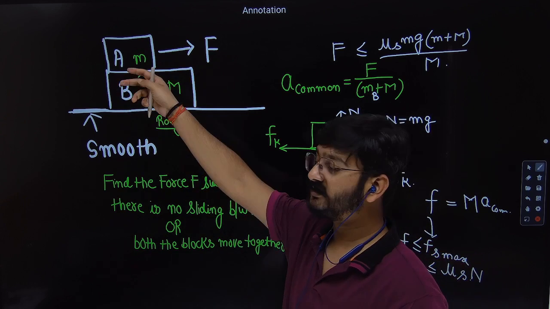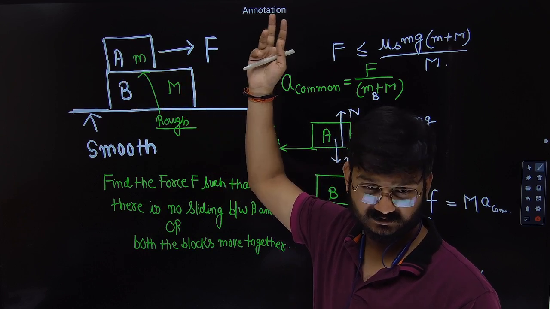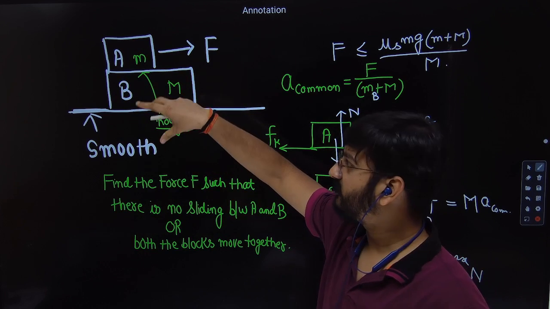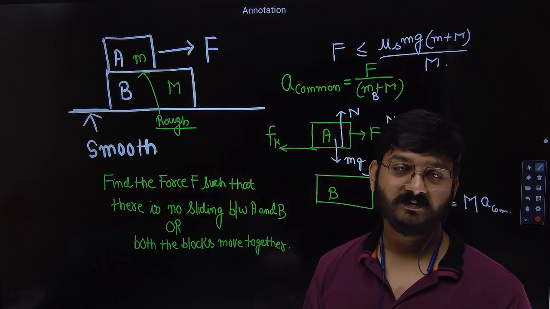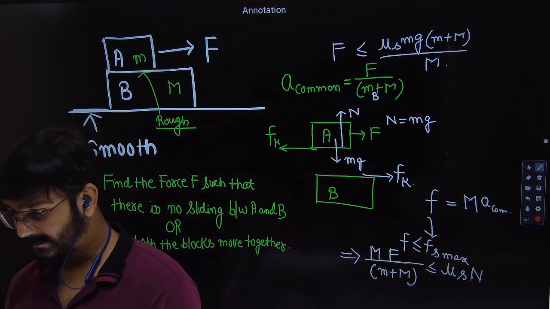If you take this object as very light compared to this, then what will happen? It will get dragged. You have to choose the mass properly. That calculation is also done. Okay, sir.